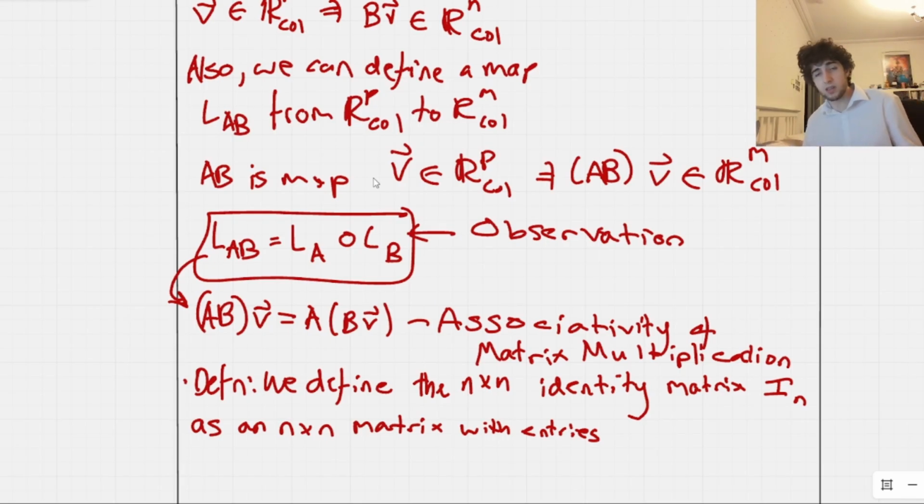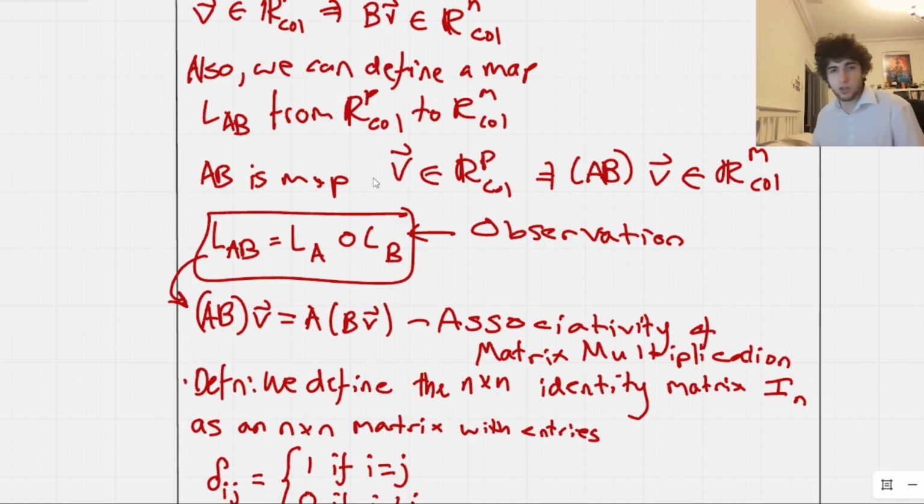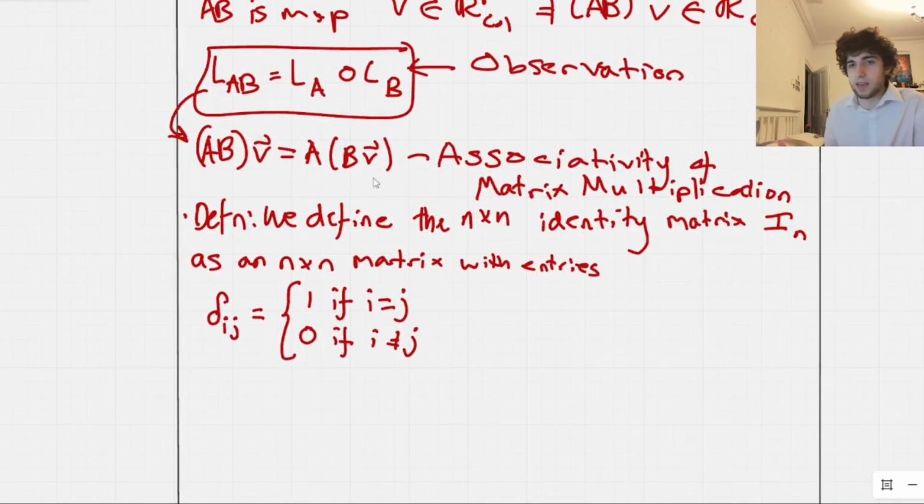We can say that the ijth entry of our n by n identity matrix is just delta ij, which is equal to 1 if i is equal to j, and 0 if i is not equal to j. So I want you to stop the video here and have a think about that, right? What is that saying?